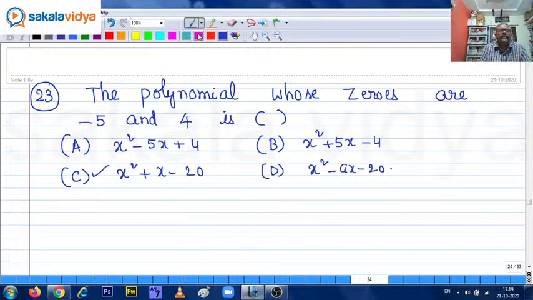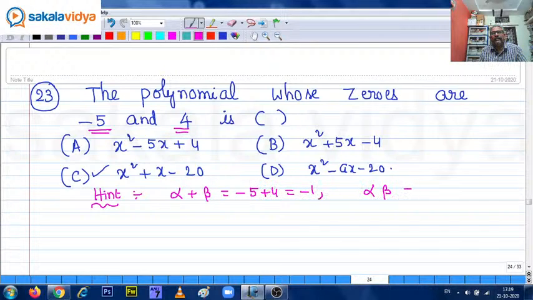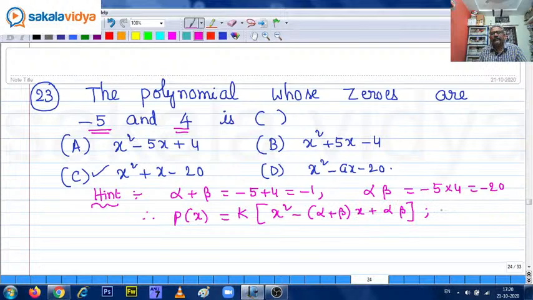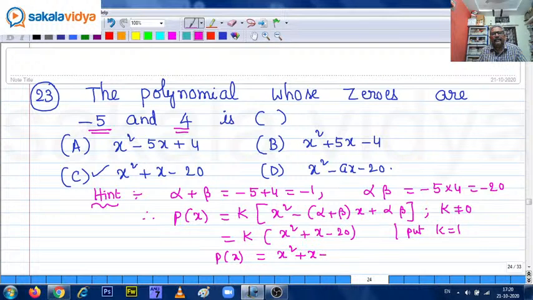Option C. Okay, let us do it now. Hint. For example, say this is alpha, this is beta. First find alpha plus beta. Minus 5 plus 4 is minus 1. Alpha beta, minus 5 into 4, that is minus 20. Therefore, P of x is given by k times x square minus of alpha plus beta into x plus alpha beta. Here k does not equal 0. So alpha plus beta is minus 1, alpha beta is minus 20. So k times x square minus of minus 1 x minus 20. Now put k is equal to 1. So therefore we get P of x equals x square plus x minus 20. C is the right option.